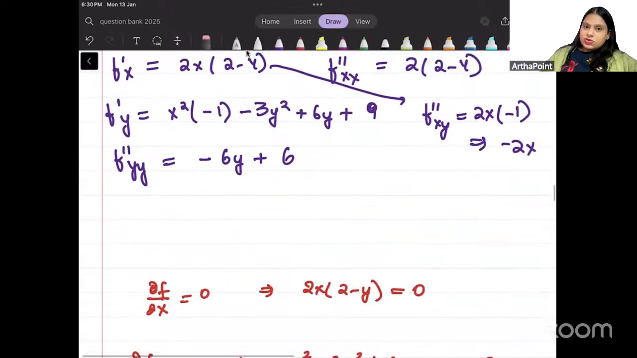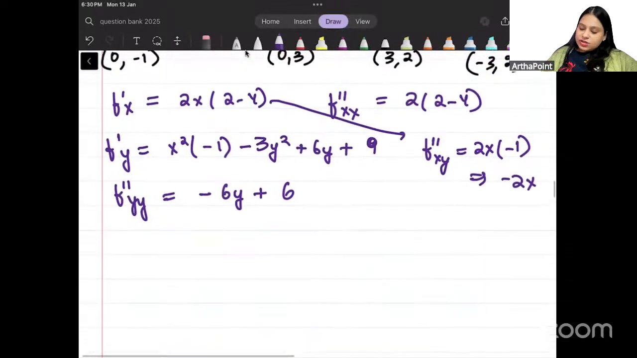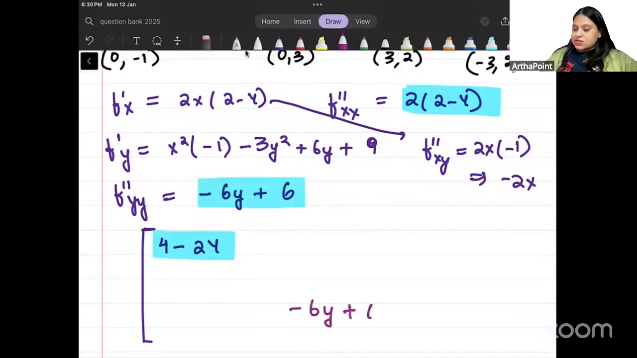Formulate the Hessian matrix. Just go ahead and formulate the Hessian matrix. So what will you get? 4 minus 2y, fxx, I've written here. Fyy, minus 6y plus 6. Keep checking the calculations. Fxy, minus 2x, minus 2x.